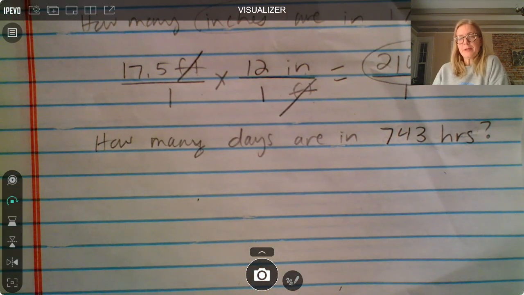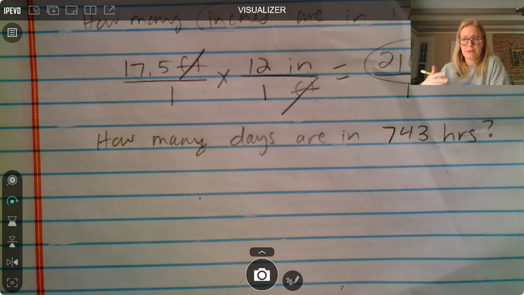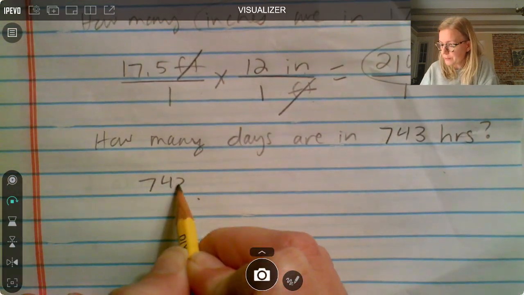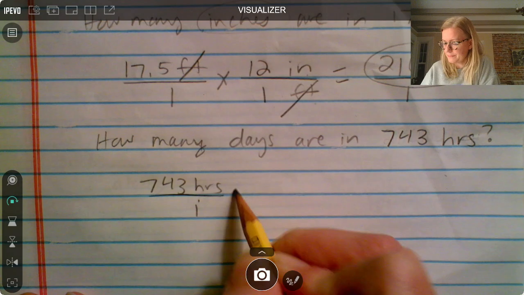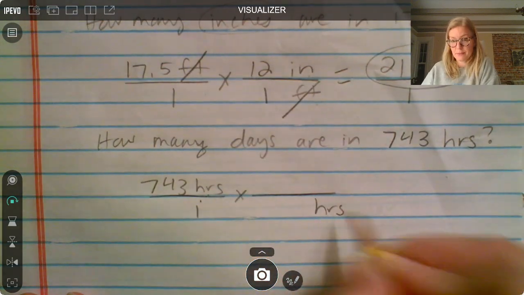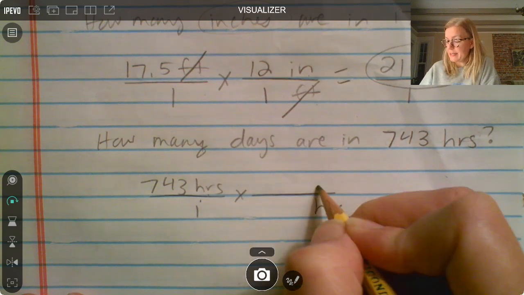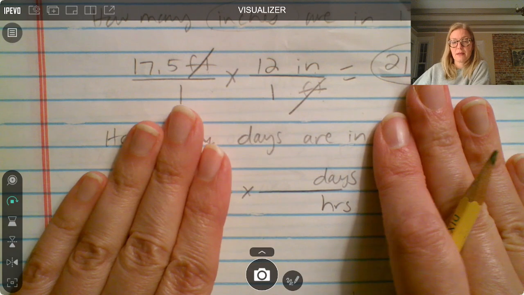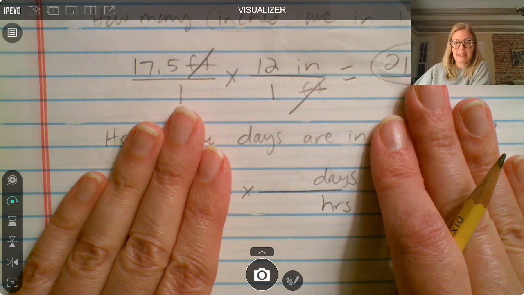So you probably know you have to do something with the number 24 because you know that there's 24 hours in a day. But again, instead of having to go through that thought process of do I divide by 24, do I multiply by 24, we're going to use the same strategy we used up here. So put the number they give you, 743 hours, over 1. We want hours to cancel out, so we're going to throw hours under the bus. And we want to get to days. Now I'm going to forget about this. What is the relationship between days and hours?